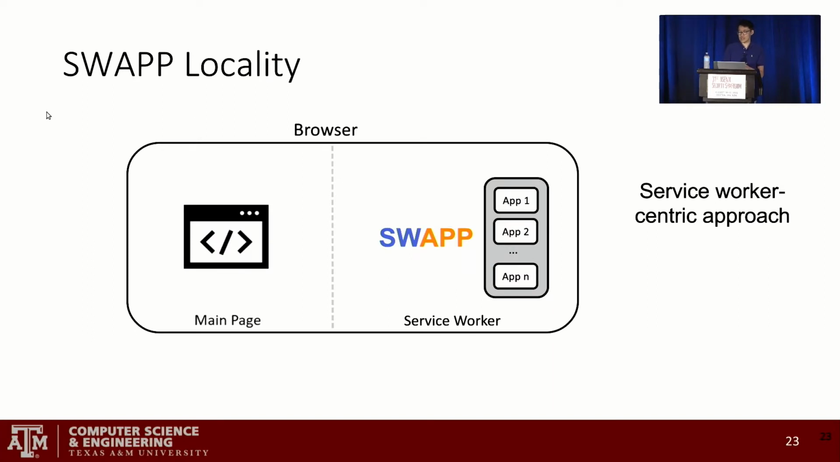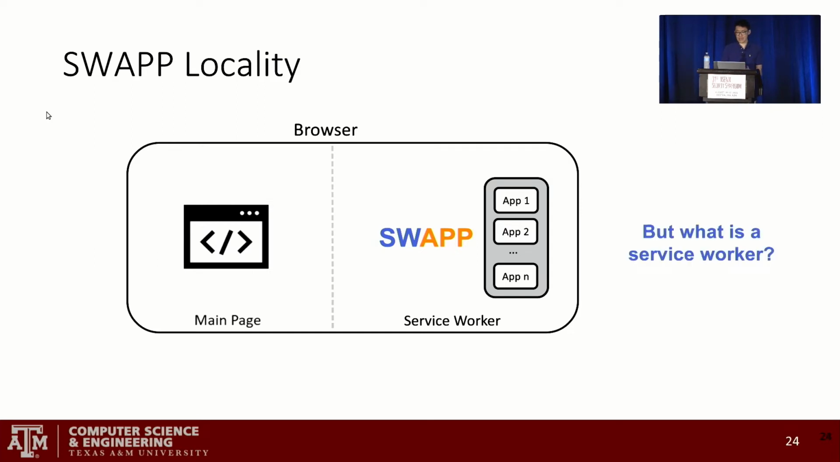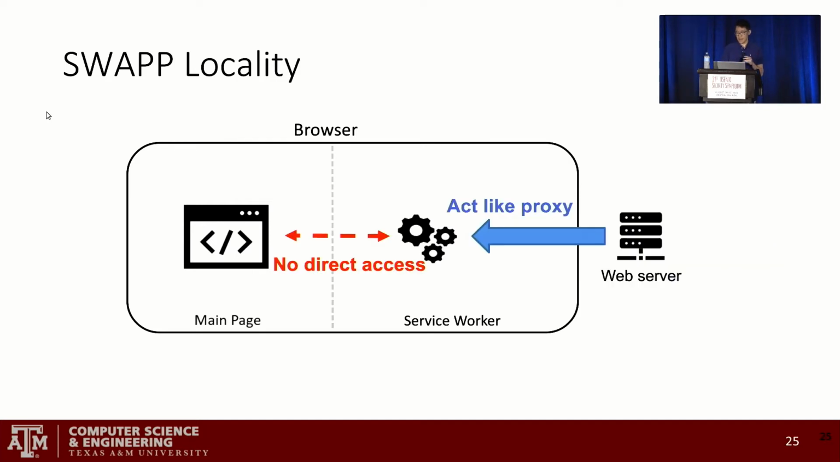To provide the locality, we implement SWAPP inside a service worker. And this is why we also call our approach the service worker-centric approach. And you might ask, what exactly is a service worker? So a service worker is a special execution environment context for JavaScript. It runs in the web browser, but it has no direct access between the main page and the service worker context. However, it acts like a proxy between the web page and the web server.